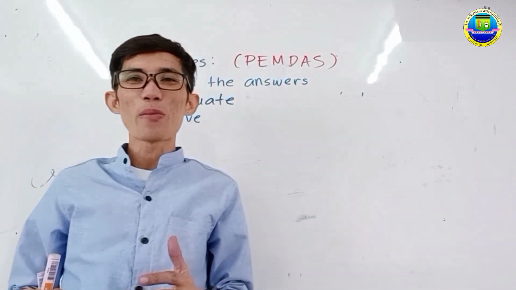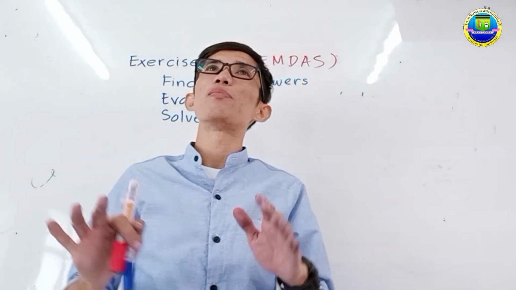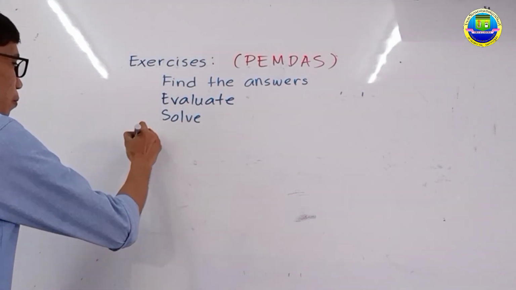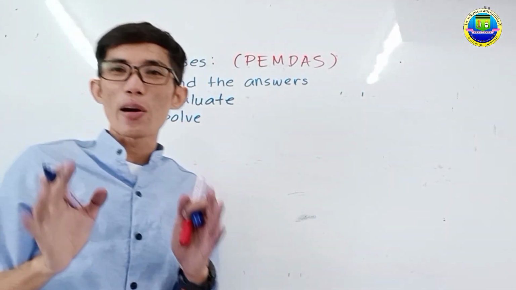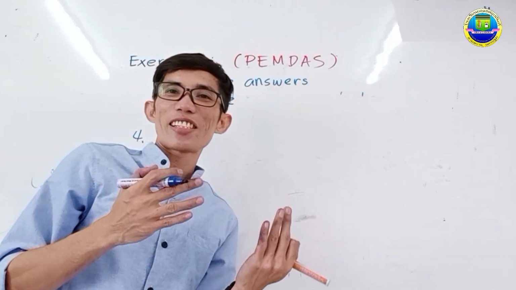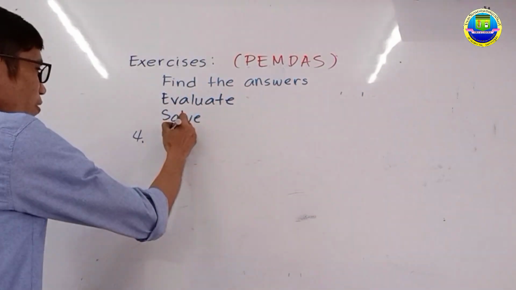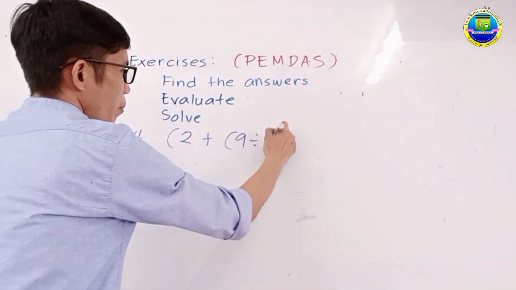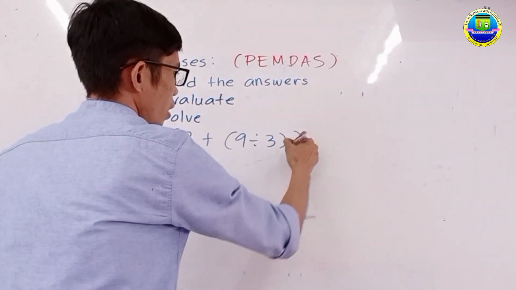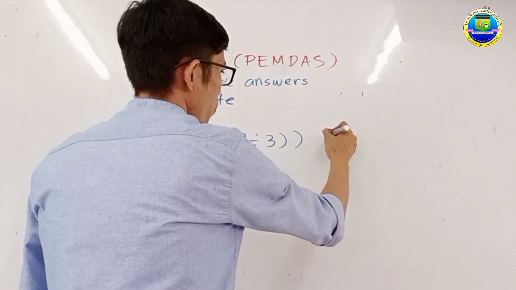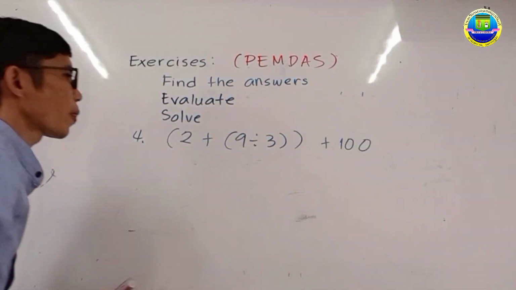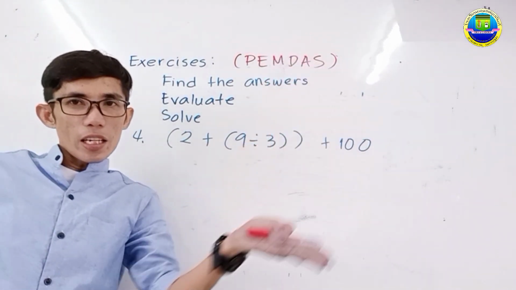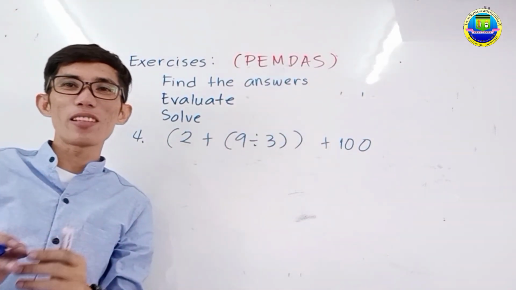And in example number 4, we will have a parenthesis inside a parenthesis. Okay, let's answer number 4. I will just use a small number for us to easily understand the problem, okay? So, for example, we have here 2 plus 9 divided by 3. Then it goes in parenthesis. Okay, there are two parentheses, and there is a parenthesis inside a parenthesis.